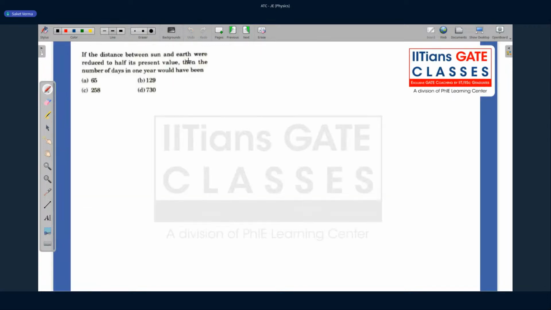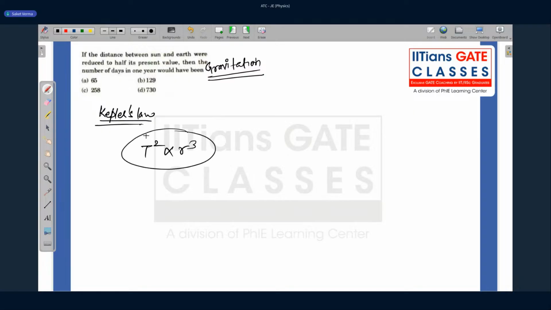And the distance between sun and earth. This is again a question from gravitation, based on Kepler's law. Okay, Kepler's law: T square is directly proportional to R cube. Based on this, you can solve. This is the radius, this is the time period.